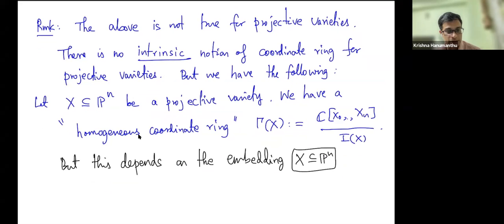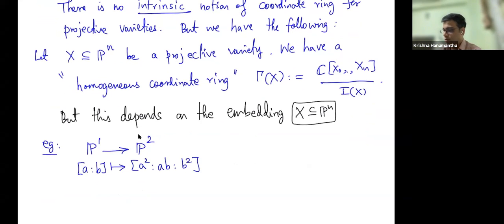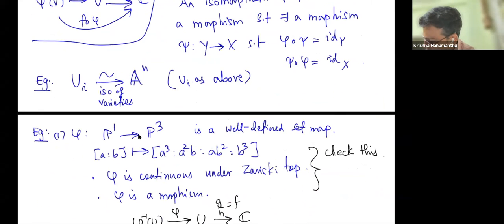I must have written this somewhere. Okay, so as an example, you can take P1 mapping to P2. It's similar to the earlier map I gave you. (a, b) maps to, earlier I took all degree 3 forms. Now I'll take all degree 2 forms. So I believe these are important things that you should encounter. This is what we call a 2-tuple embedding.